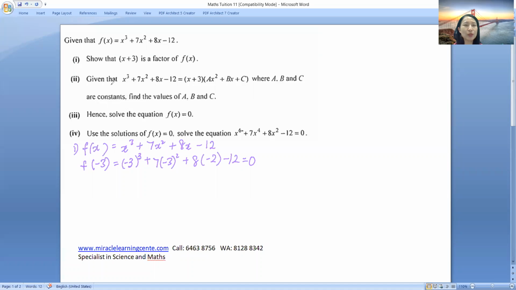Let us look at this maths question. We are given this equation, f(x) equals x cubed plus 7x squared plus 8x minus 12. We want to show that x plus 3 is a factor. I'll substitute in f(-3), and I actually get a 0. So I can conclude that x plus 3 is a factor.